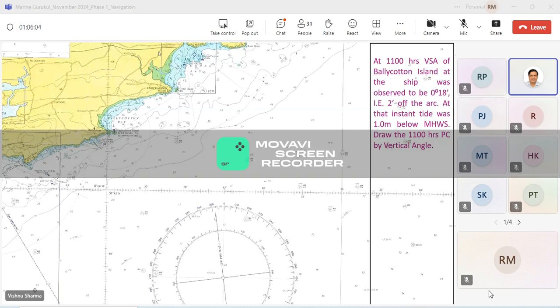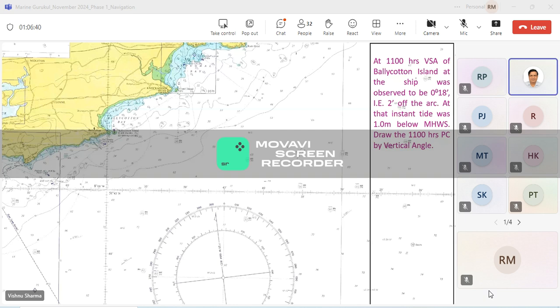Okay, let's look at this question. At 1100 hours, the vertical sextant angle, it is not the vertical angle, it's the vertical sextant angle, of Ballycotton Island at the ship was observed to be 0 degrees 18 minutes. Index error of the sextant was 2 minutes off the arc. At the time of observation, the tide was 1 meter below mean high water spring. Draw the 1100 hour position circle by vertical angle.